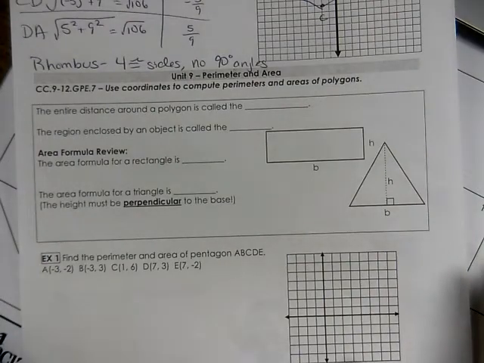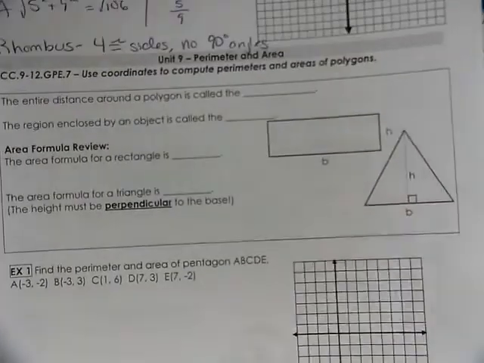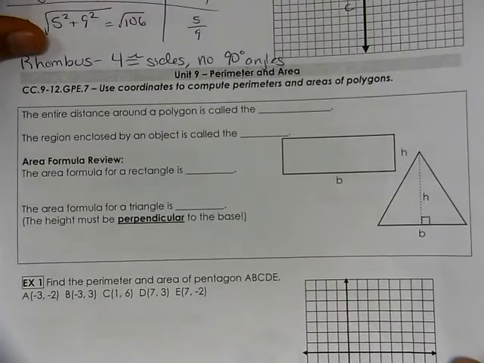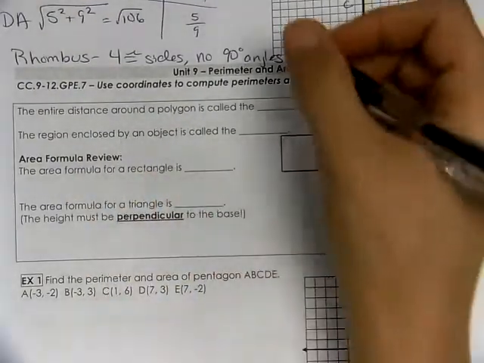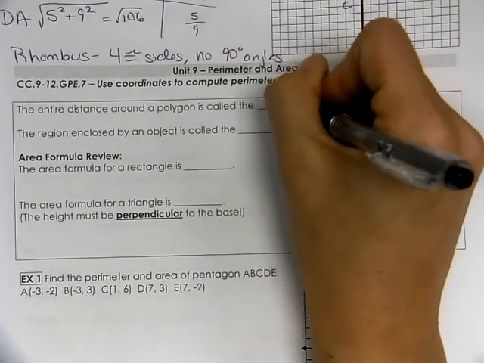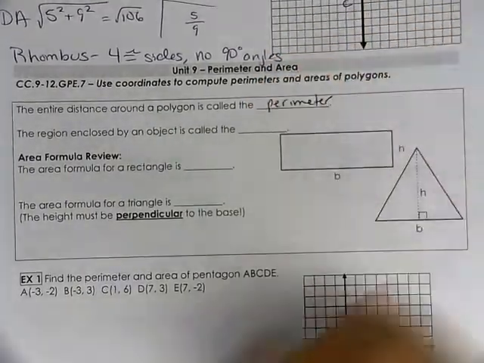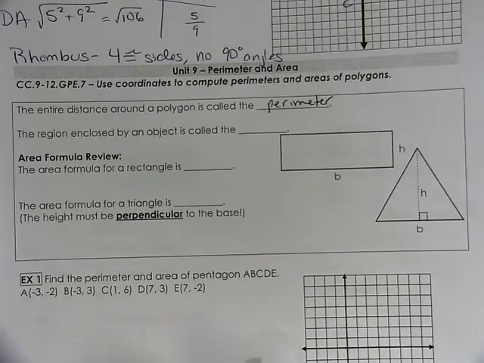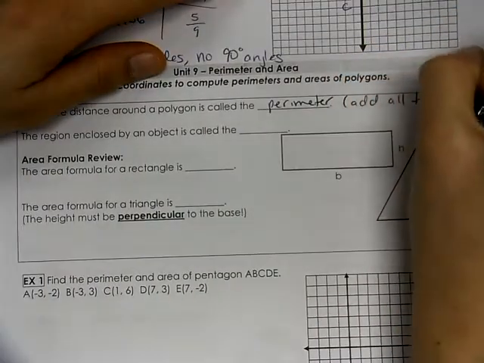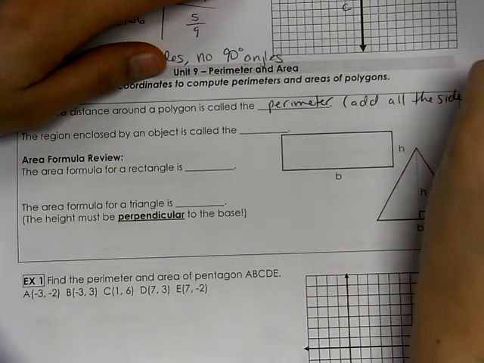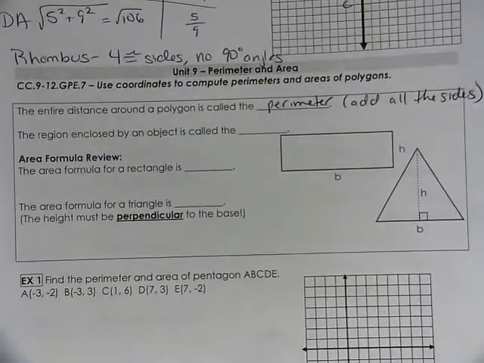Okay, perimeter and area. You learned perimeter and area, I don't know, elementary school, right? The entire distance around the polygon, that's called the perimeter. How do you find perimeter, just in general? Add all the sides. Yeah, add all the sides together.